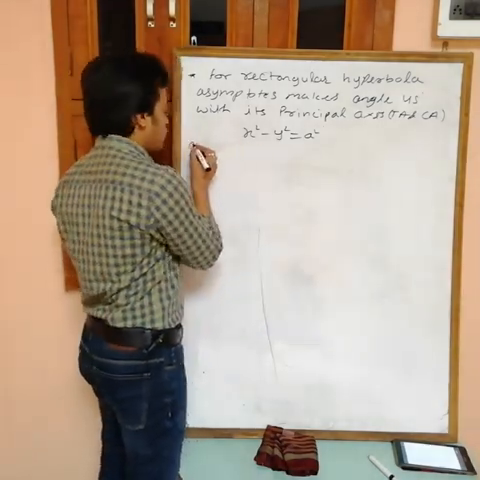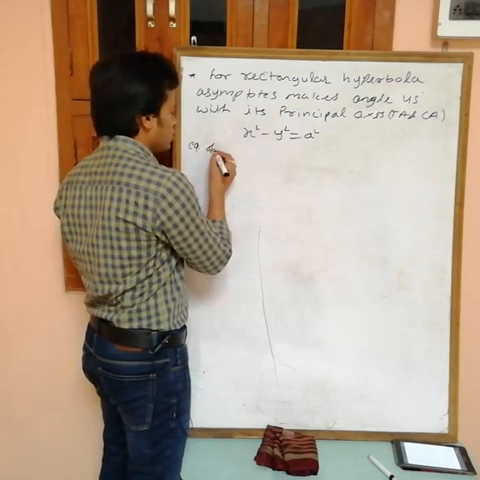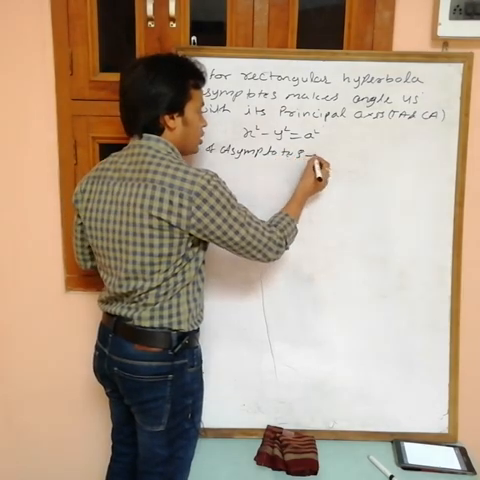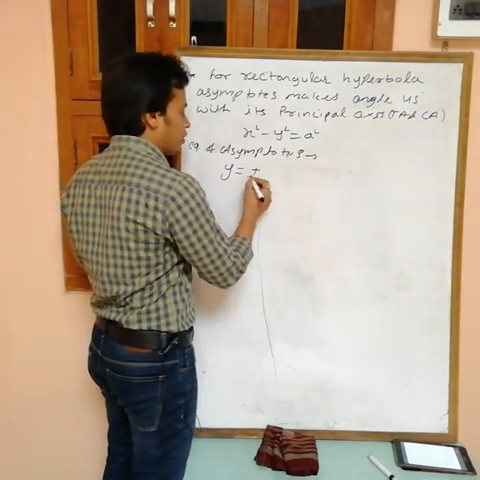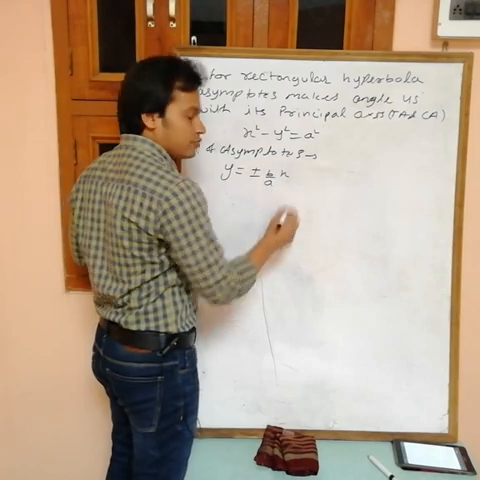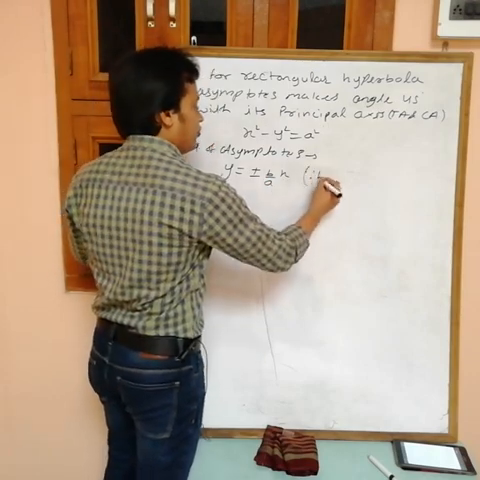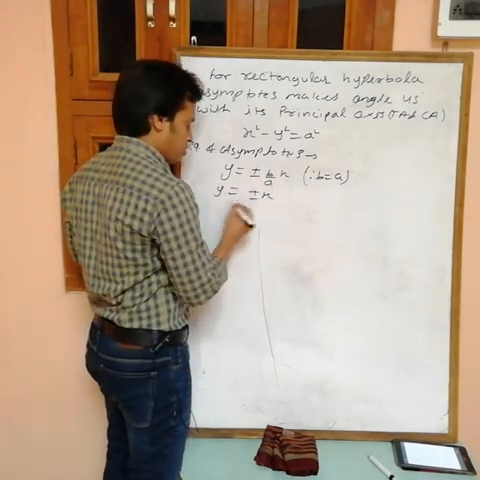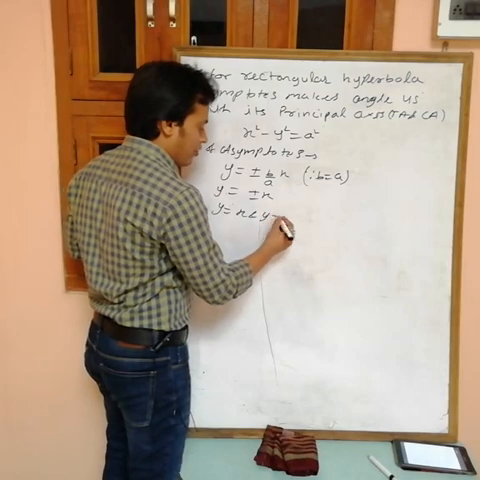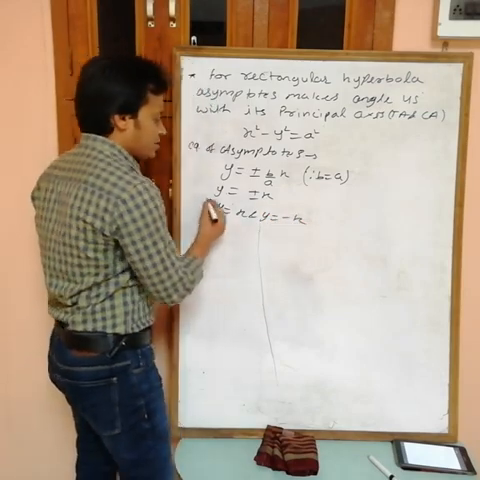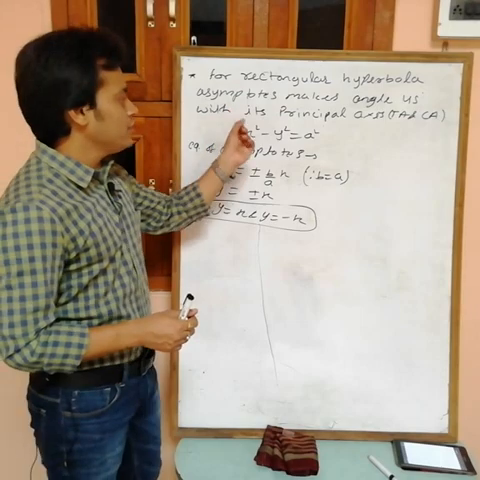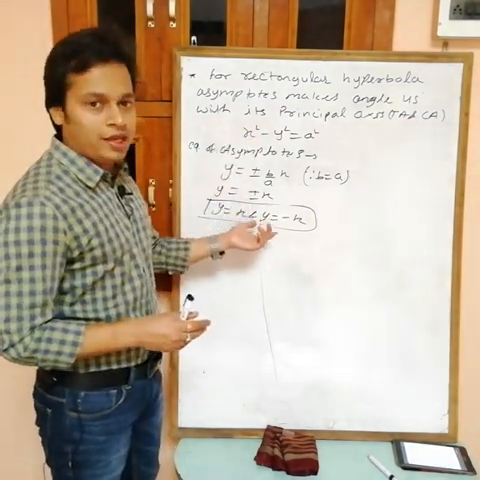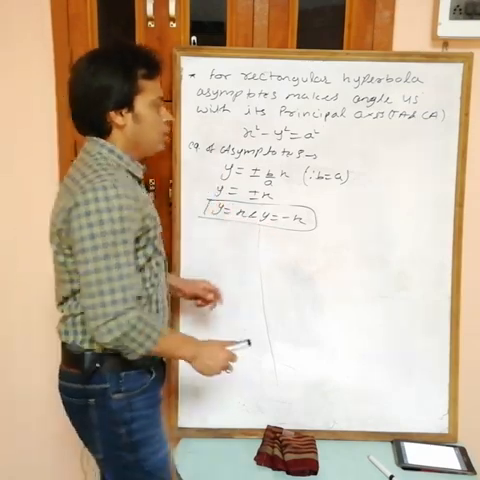Now find the equation of asymptote. The equation of asymptote is y equals to plus minus b by a x. Now we know that b equals to a, then what we are getting? y equals to plus minus x, both cancel out. y equals to x and y equals to minus x. This is the equation of asymptote for this rectangular hyperbola. Now easily I can find the angle formed by the asymptote with the principal axis.